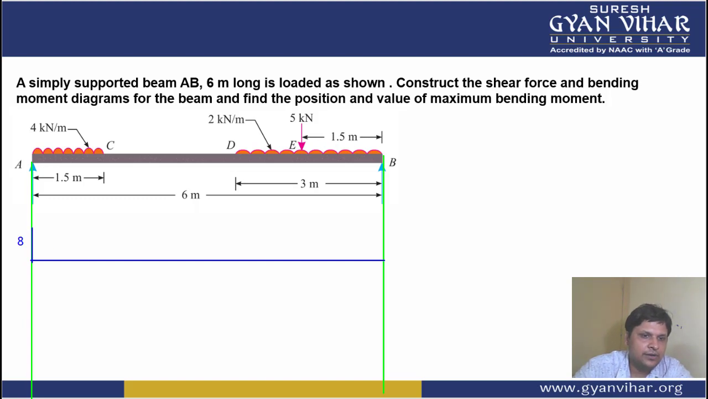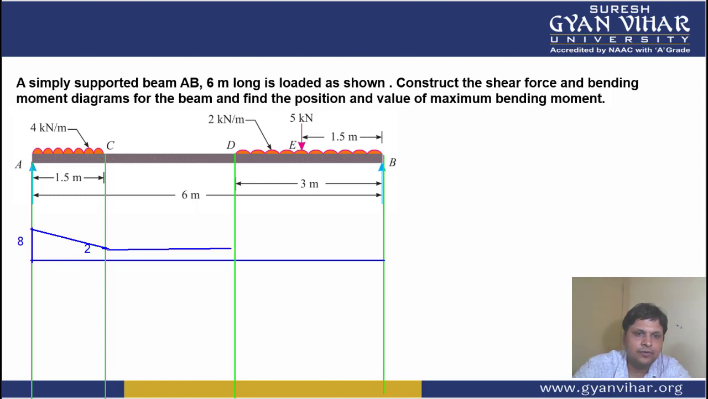So 8 is already there, and at point C, students, let me draw this line at point C. You are going to have the value equal to 8 minus 6, that is equal to 2. So join this line from 8 to this point. Now from C to D you don't have any load, so you will draw a horizontal line.